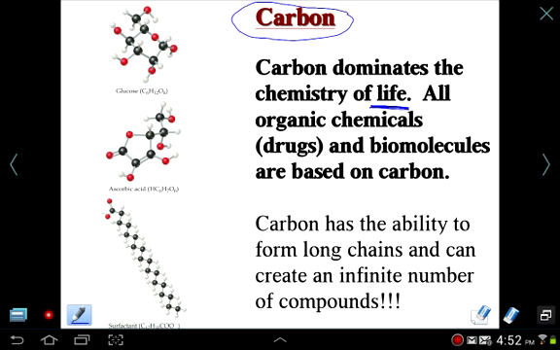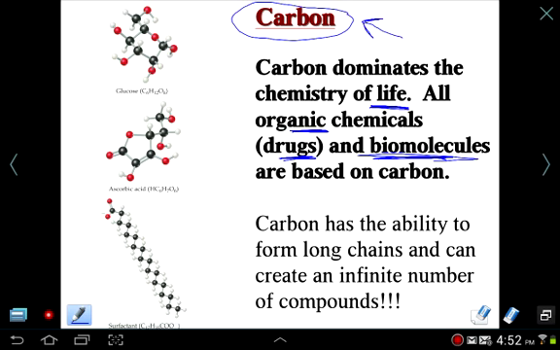So organic chemistry is the study of pharmaceuticals or drugs that interact with the body. And then biochemistry would be something that studies how those molecules interact on the larger scale with the body. And all of these are based on good old carbon.